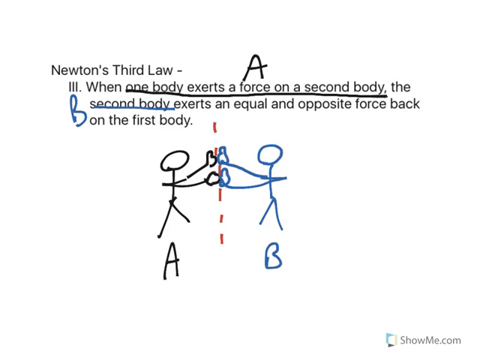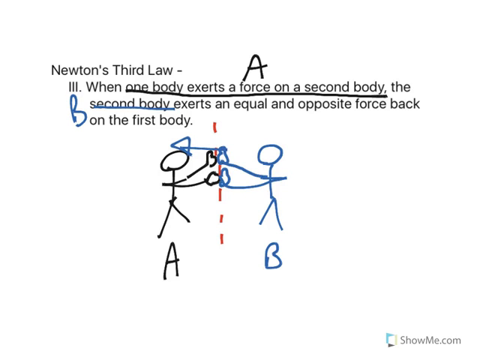So we put in an imaginary wall in red dashed lines between the two people, showing that the wall is not moving. It's staying stationary. So what Newton's third law says is when body A exerts a force on body B, body B exerts an equivalent force back on body A. The two people are pushing equally on each other and no one is moving.